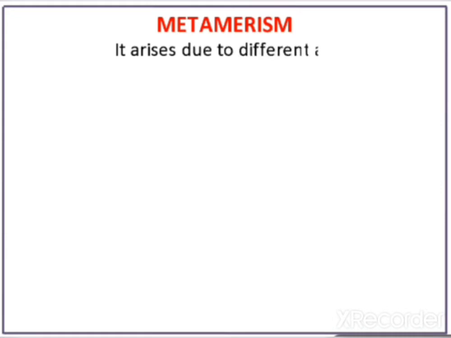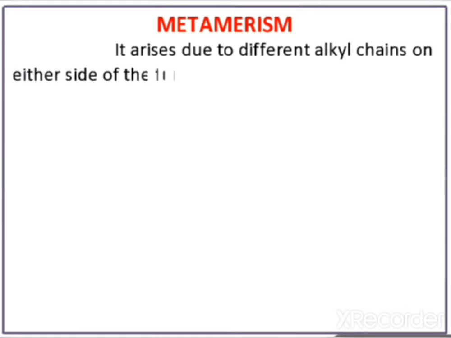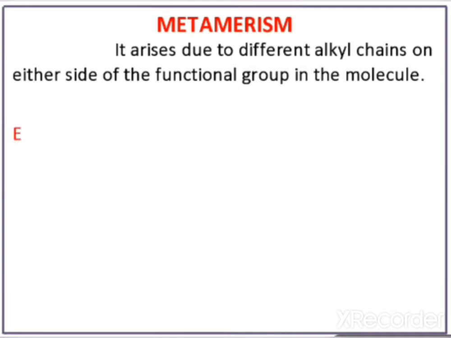The difference will be only of the alkyl groups on both sides. It arises due to different alkyl chains on either side of the functional group. Either side means the left side alkyl chain will be different, and the right side alkyl chain will be different. For example, you can see this is the molecular formula. For this molecular formula, I am showing the functional group as O. This is an ether.